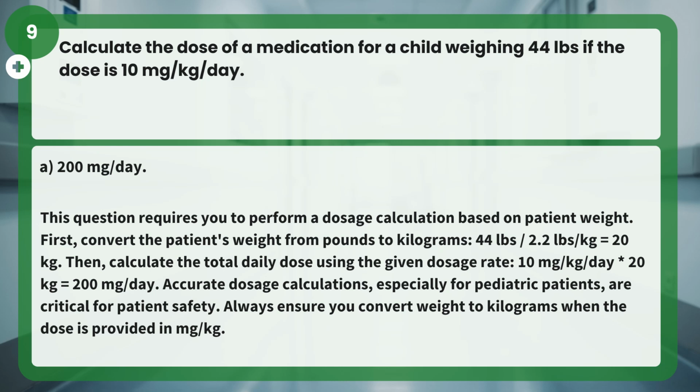This question requires you to perform a dosage calculation based on patient weight. First, convert the patient's weight from pounds to kilograms. 44 pounds divided by 2.2 pounds per kilogram equals 20 kilograms. Then, calculate the total daily dose using the given dosage rate: 10 milligrams per kilogram per day times 20 kilograms equals 200 milligrams per day. Accurate dosage calculations, especially for pediatric patients, are critical for patient safety. Always ensure you convert weight to kilograms when the dose is provided in mg/kg.